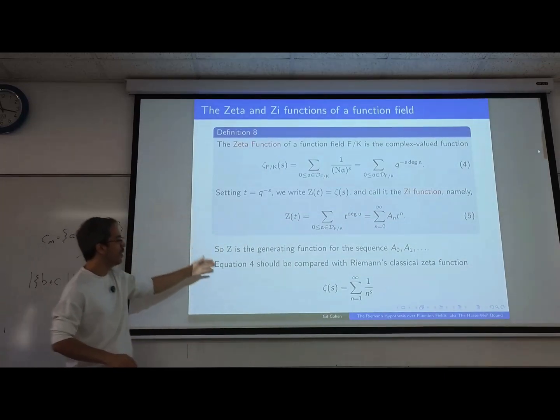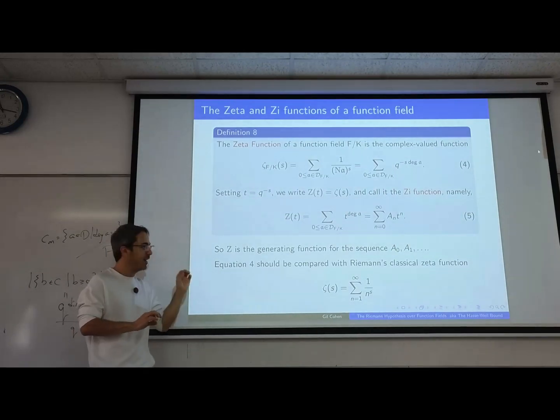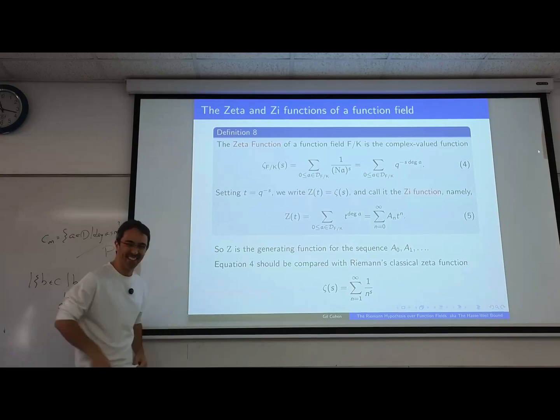Now, do you know about the zeta function, like the usual zeta function? Like, anyone never saw it before? You've seen it. Good, yeah, good.